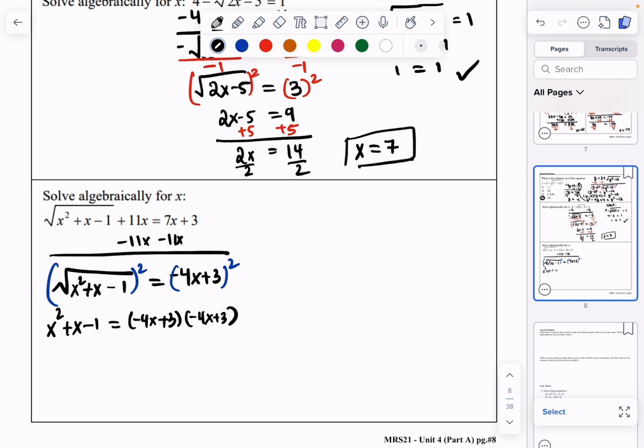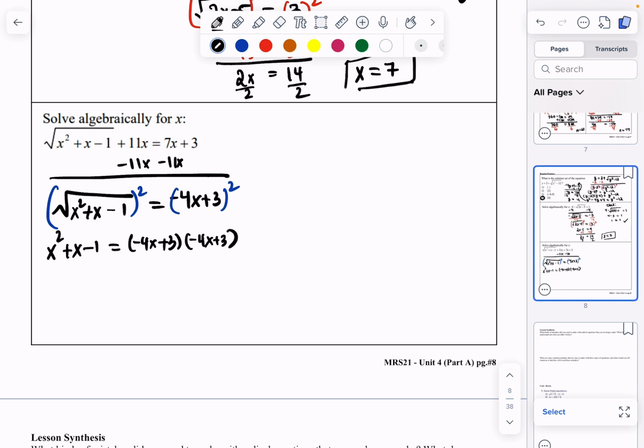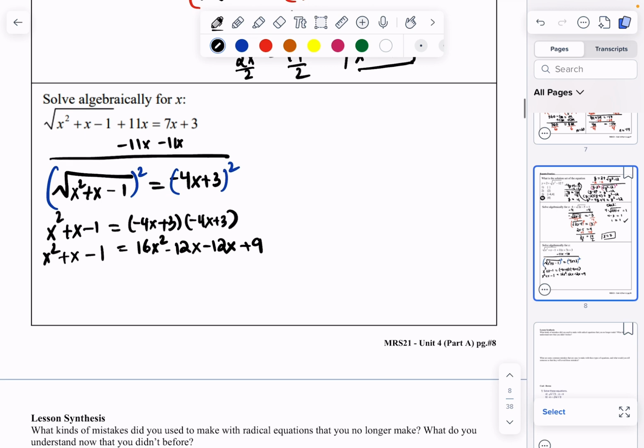Okay, this one we need to do a little bit of work. Negative 4 times negative 4 gives us a positive 16x squared. Then we have a negative 12x, and then we have another negative 12x, and then we have a 9. So we have x squared plus x minus 1. So our goal always is to make sure our a value is 1. Let me combine the like terms first. 16x squared minus 24x plus 9.